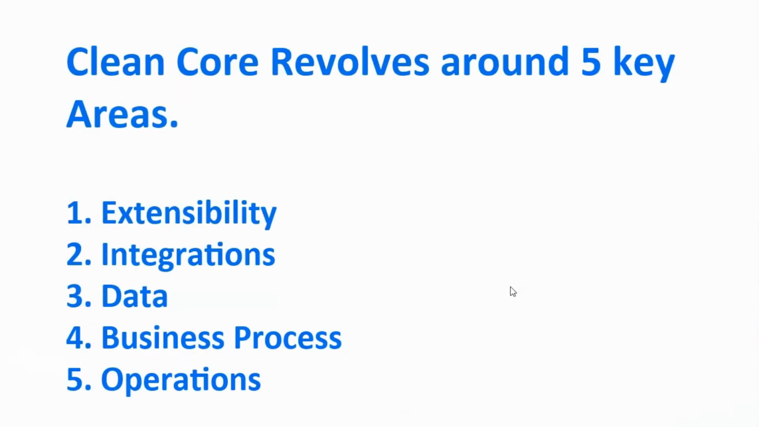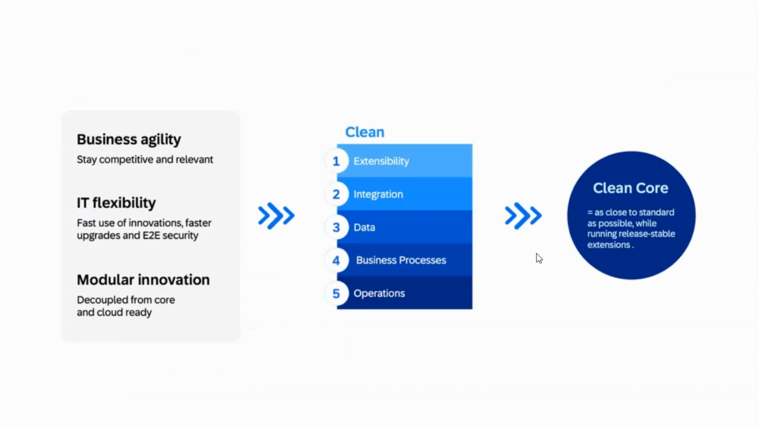Now, there are 5 key areas around which the entire Clean Core revolves. They happen to be extensibility, integrations, data, business process, and operations. We're going to focus right now on the extensibility. So we've got the business agility, IT flexibility, and modular innovations all catering to the extensibility. So here we're going to focus on the extensibility and how we achieve the clean core based on all these factors. So in the coming sessions, I'm going to focus on integration, data, business processes, and operations as well.